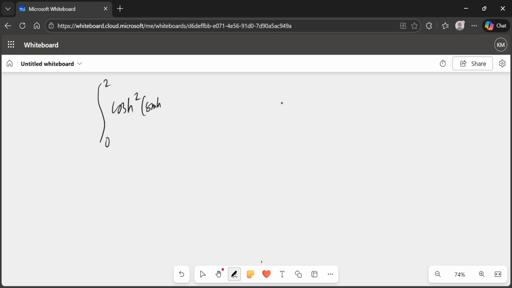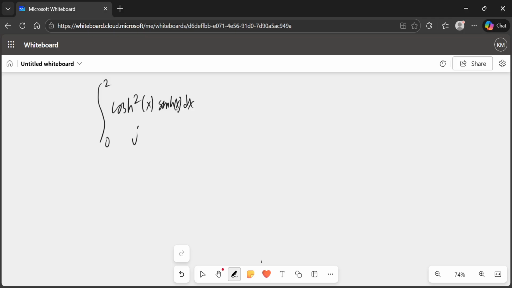Cosh squared times sinh dx. You mean cos squared x times sinh x dx? Yes. Cool, because you can get problems where those aren't a variable, and then those just become constants. So, anyways, all right.